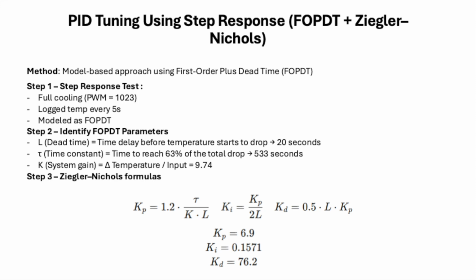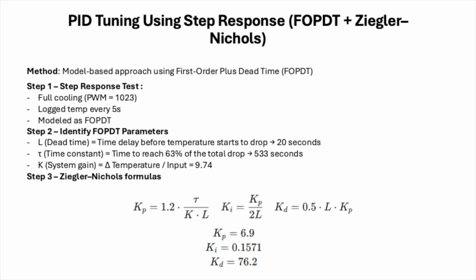Using the data, we identified 3 key parameters. First, L, the time delay before the cooling began to affect the system, was measured as 20 seconds. Second, tau, the time constant, was found to be 533 seconds. And third, K, the system's steady-state gain, was calculated by dividing the total temperature drop by the input step, which gave us a value of 9.74.